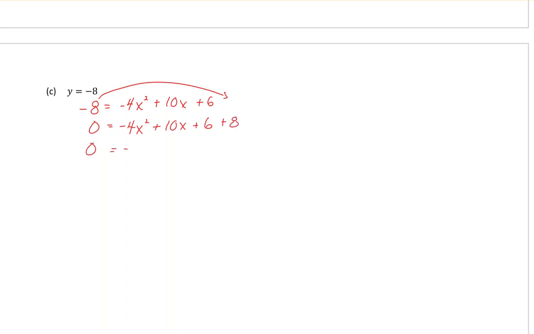And if we combine our like terms, we're left with a trinomial or a quadratic: negative 4x squared plus 10x plus 14. Now we're still expected to solve the equation for when y is equal to negative 8. So the way we have to solve this equation is by factoring. So we're going to set up our t-chart. We're looking at values that multiply to negative 56 and add to positive 10.